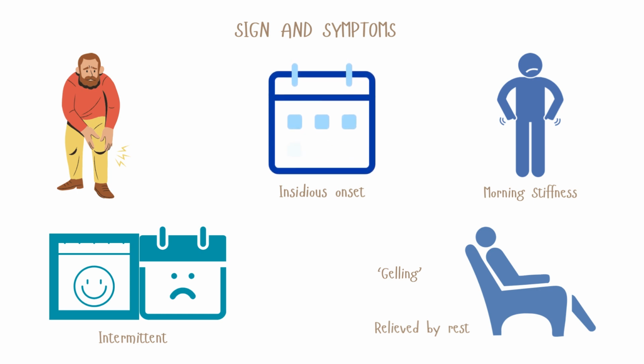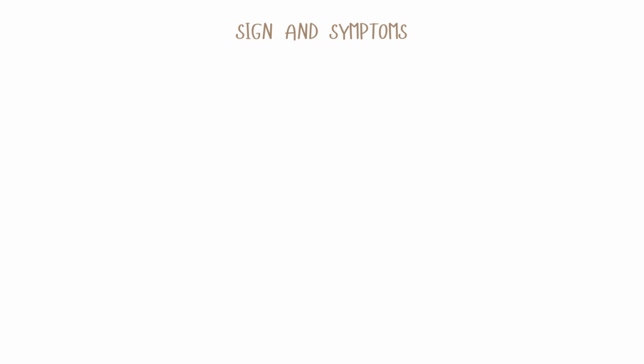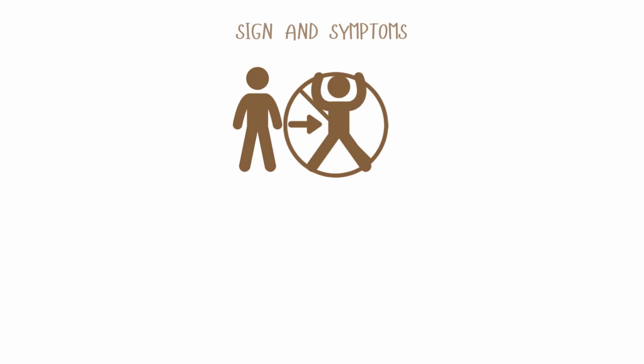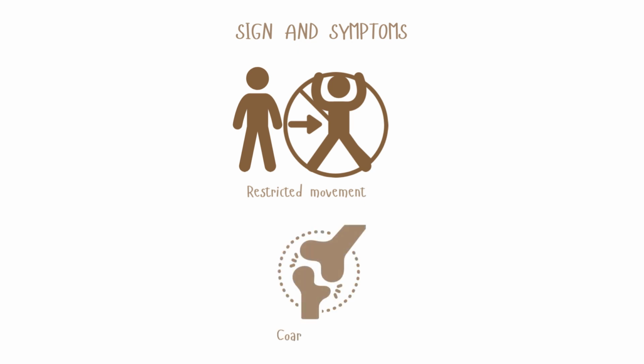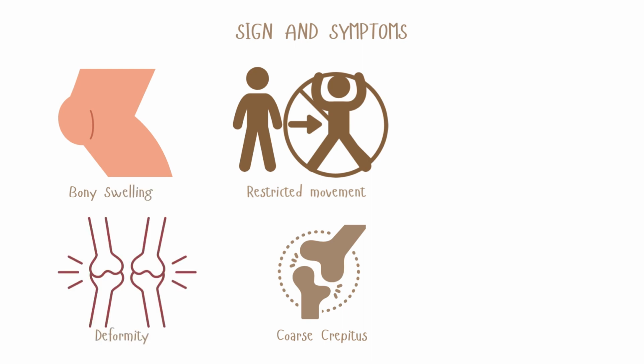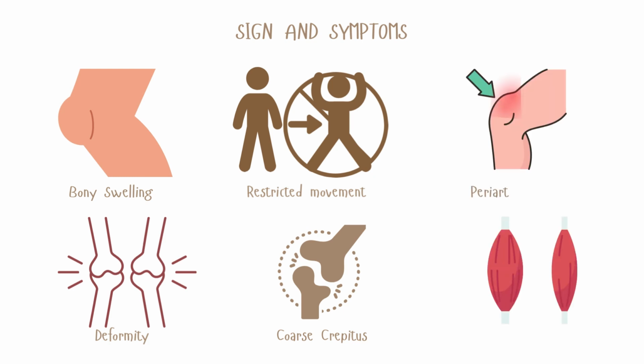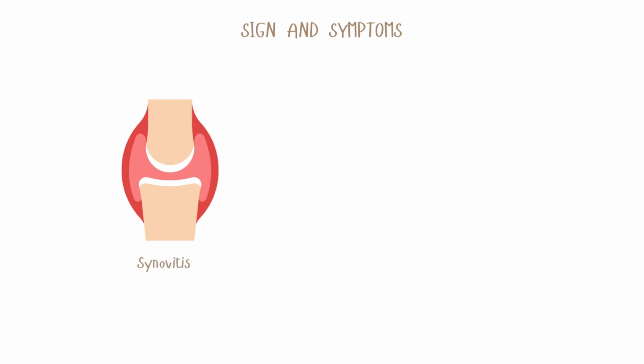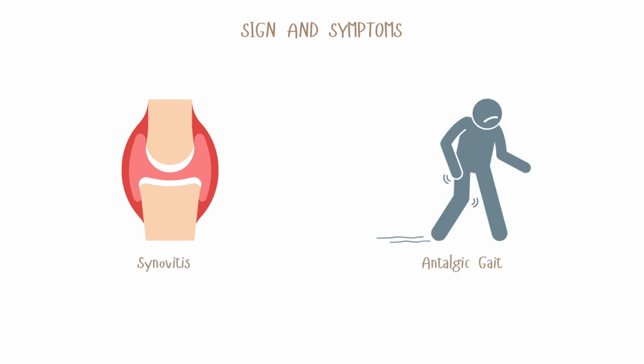The clinical signs of osteoarthritis are restrictive movement due to capsular thickening or blocking off by osteophyte, palpable, sometimes audible coarse crepitus due to rough articular surfaces, bony swellings around joint margins, any deformity usually without instability, periarticular tenderness, surrounding muscle weakness and wasting. Mild or absent synovitis, and an antalgic gait in case of knee and hip osteoarthritis.